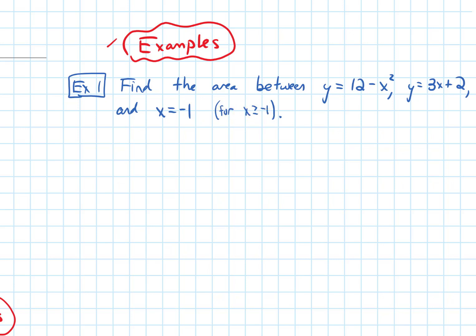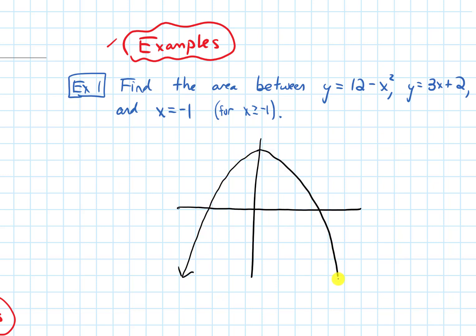Okay, so let's begin by drawing a picture. So I'll draw some axes. All right, let me draw the x-axis a little higher. So y equals 12 minus x squared. That is an upside down parabola, so it's a downward facing parabola. And I know that the y-intercept of it, if I plug in x equals 0, the y value is 12.